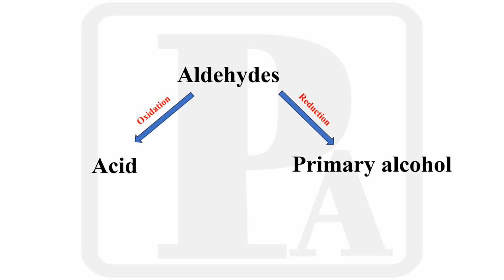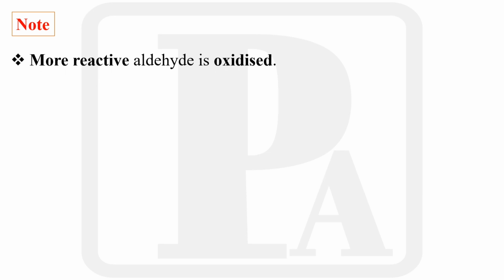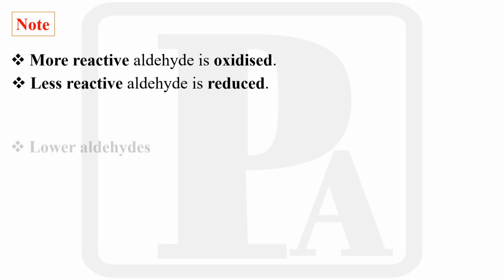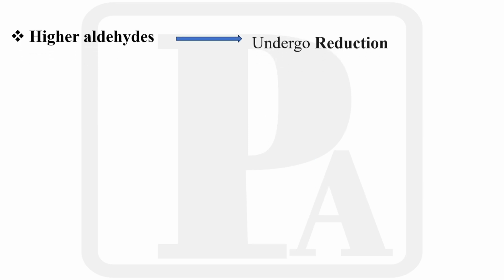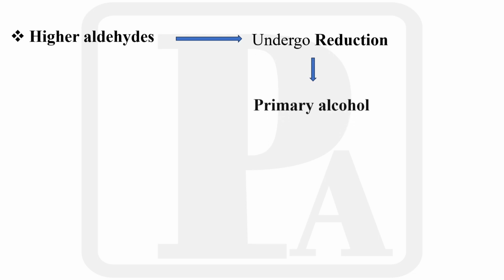Now we have two aldehydes. So which one is undergoing oxidation and which one is undergoing reduction? The more reactive aldehyde can undergo oxidation and the less reactive aldehyde can undergo reduction. That is, the lower aldehydes can undergo oxidation to form salt of carboxylic acid, whereas the higher aldehydes can undergo reduction to form a primary alcohol.